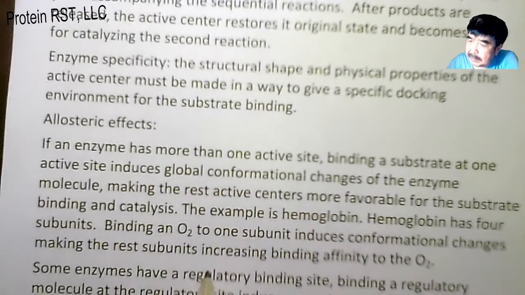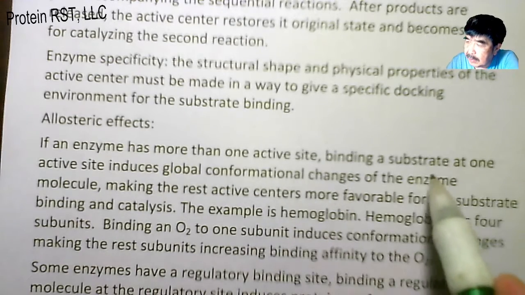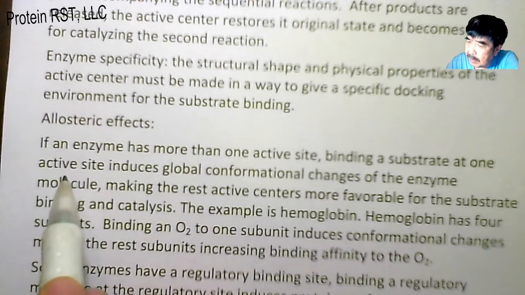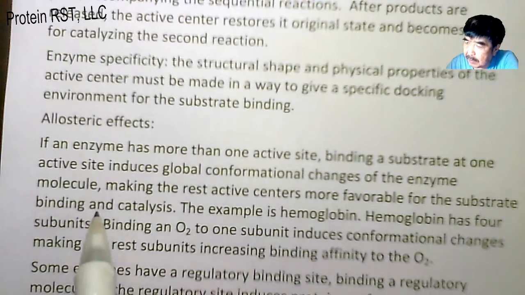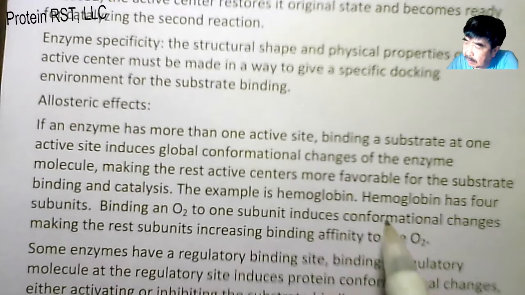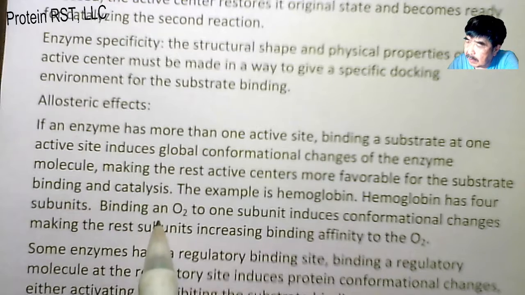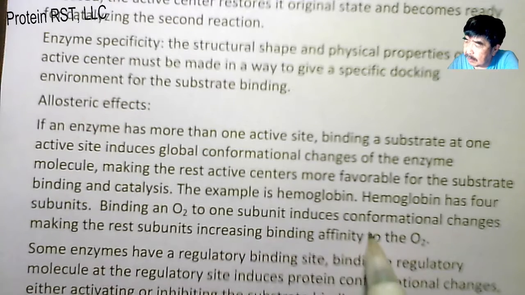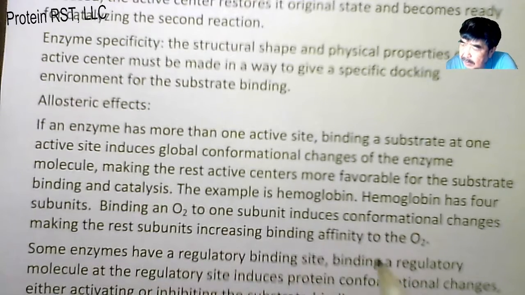Allosteric effects. If an enzyme has more than one active site, binding a substrate at one active site induces global conformational changes of the enzyme molecule, making the rest of the active centers more favorable for substrate binding and catalysis. The example is hemoglobin. Hemoglobin has 4 subunits. Binding one oxygen to one subunit induces conformational changes, making the rest of the subunits increase binding affinity to the oxygen.